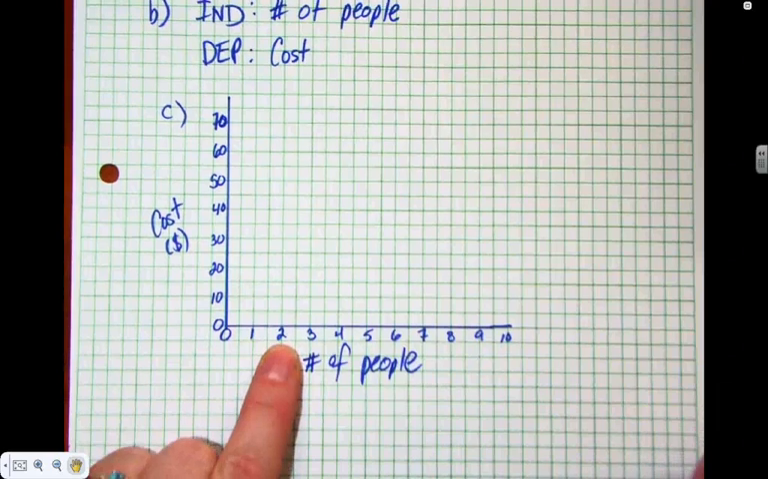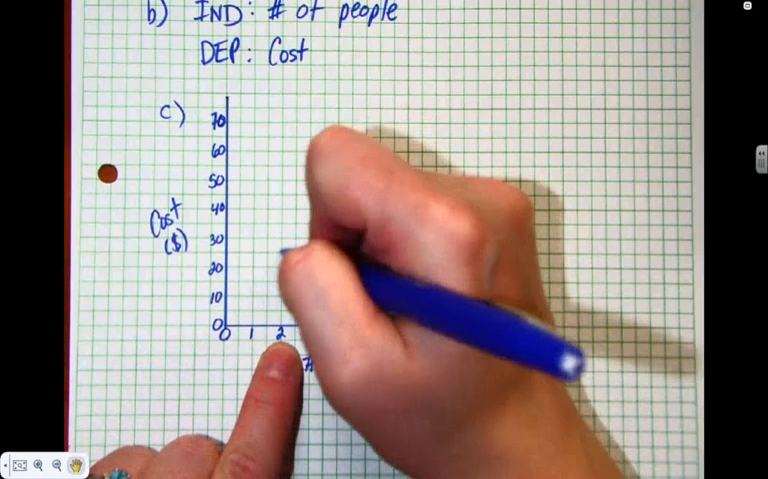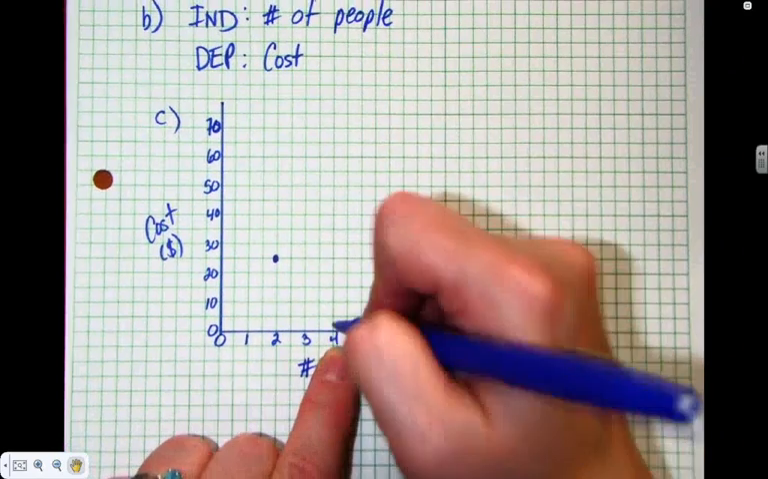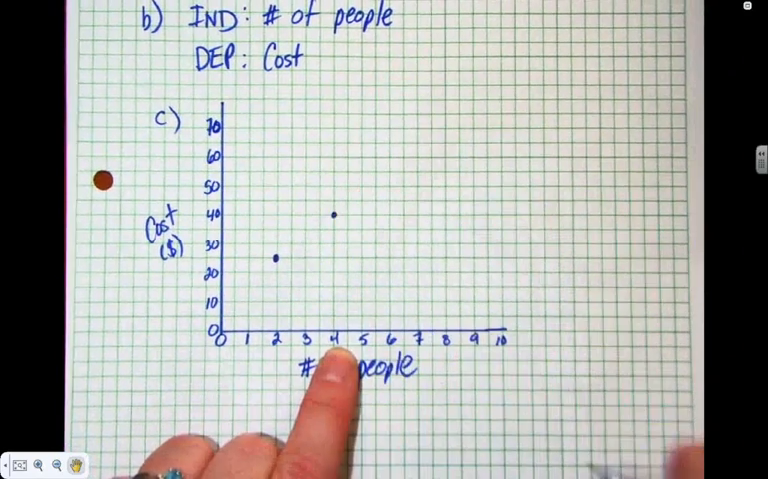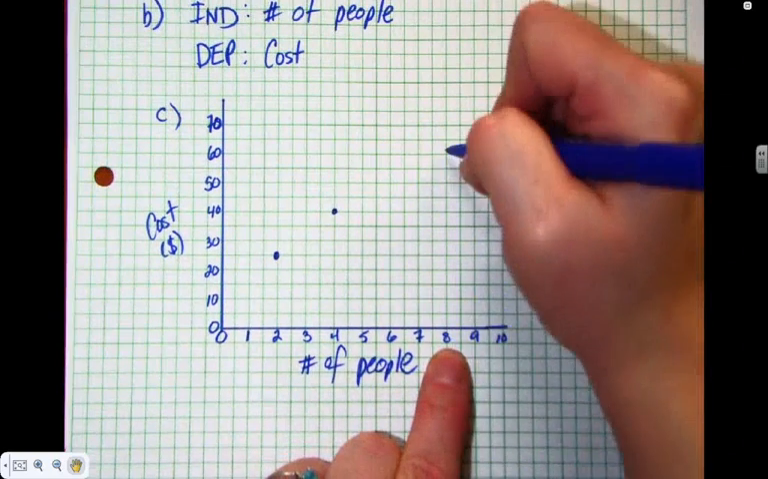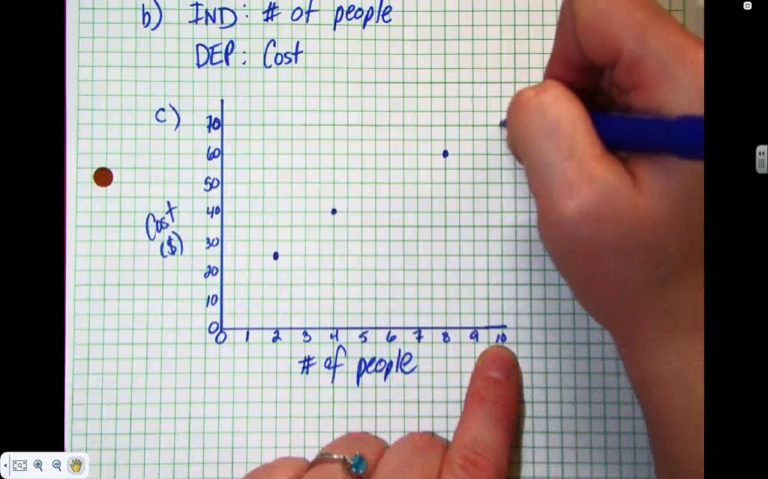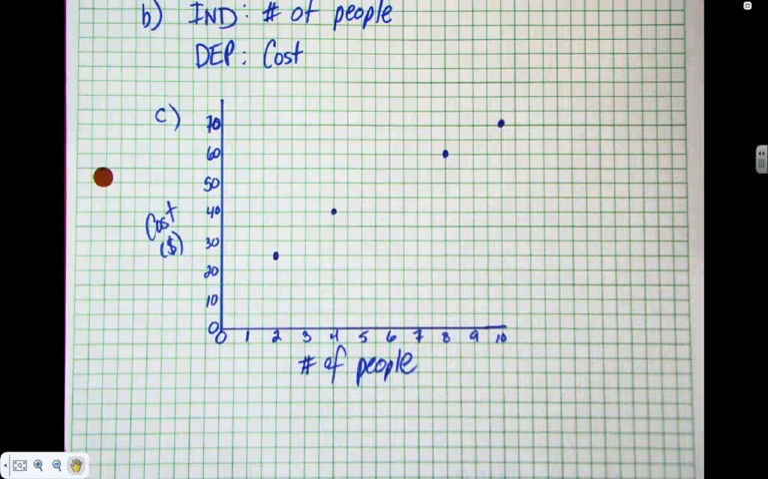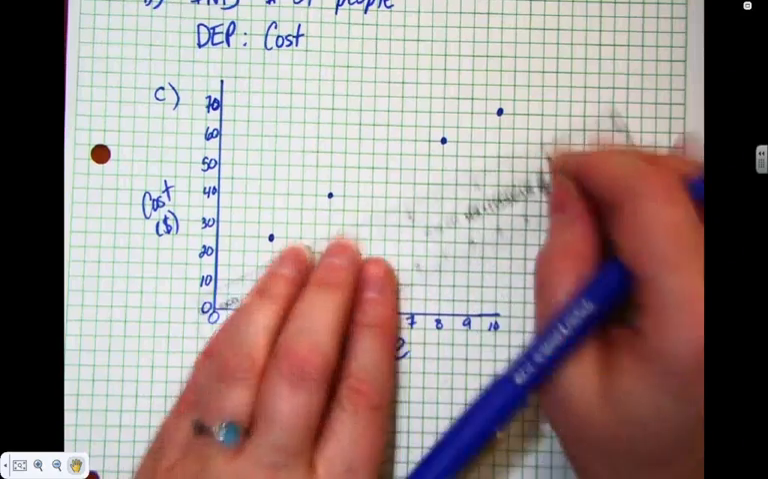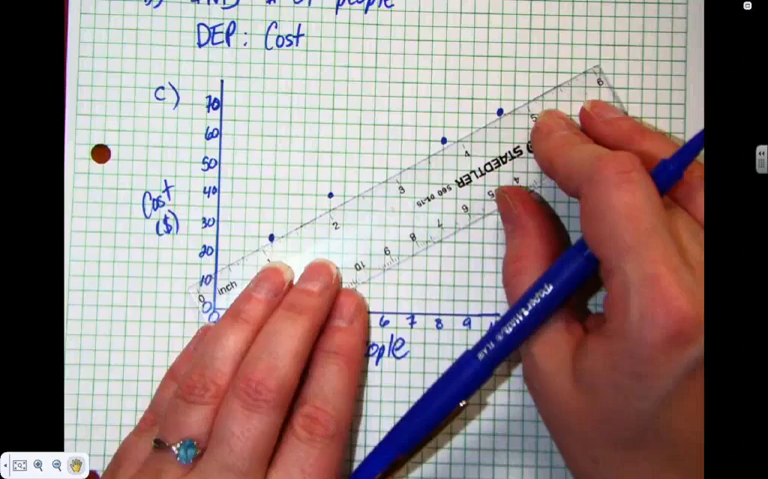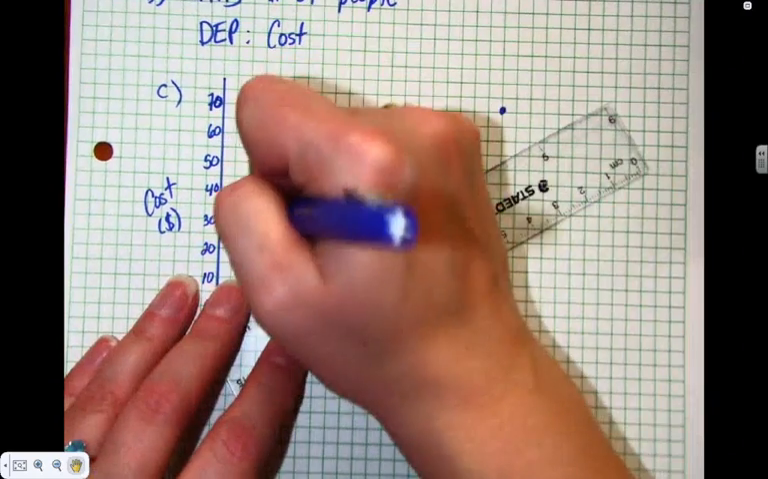Okay, 2 people, 30. Next one we have was 4, 40. We skipped to 8, 60, and 10, 70. What does the shape of the graph have to be? A line, because that's all we're doing this year. So if it's not a line, guess what? I think I put a dot in the wrong spot because I don't have a line. What did I miss? 30.